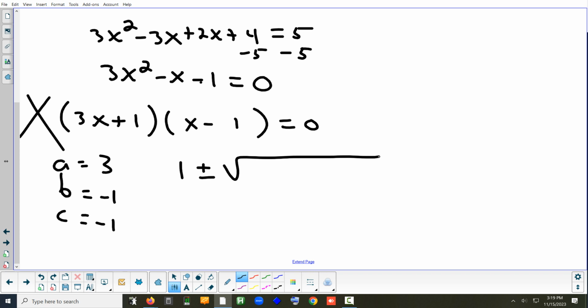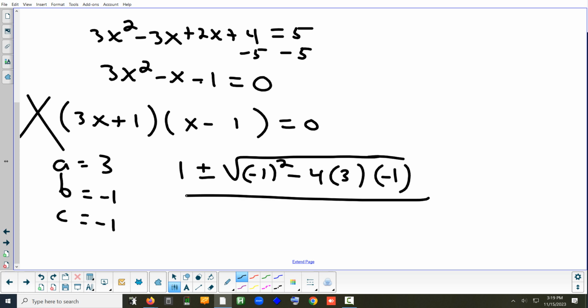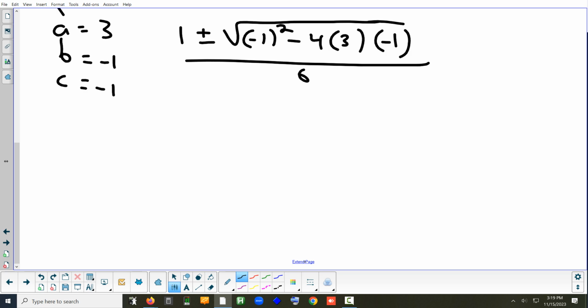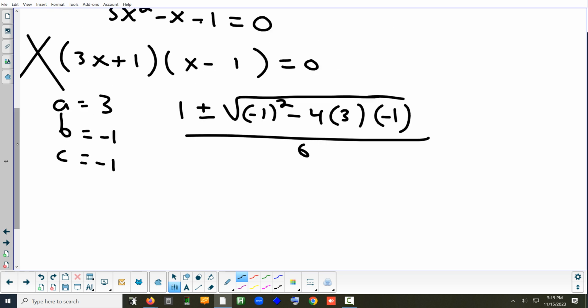B squared. Negative 1 squared. So b squared, and then minus 4 times AC. So that's 3, negative 1. And then divided by 2 times A. 6. So now just simplify what we have left, and that's our answer.